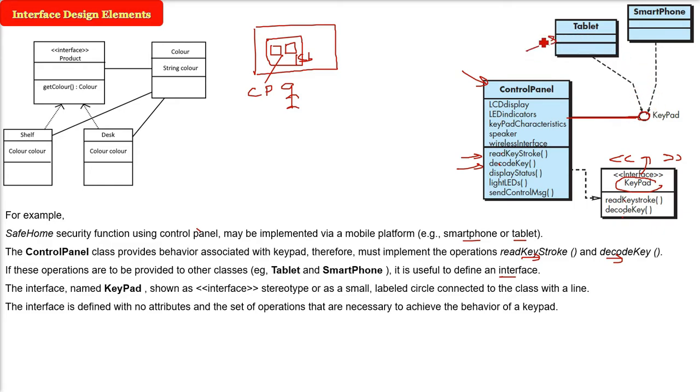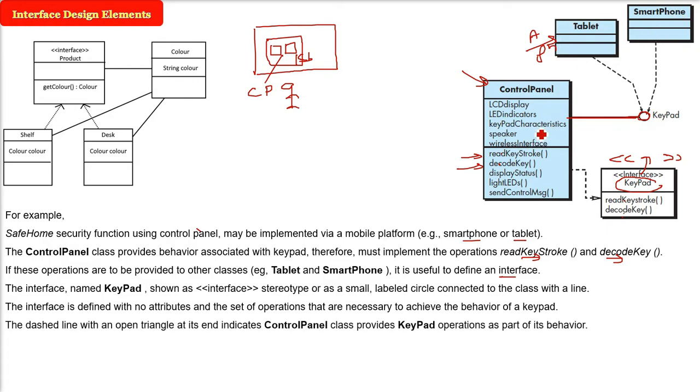So an interface is defined with no attributes and a set of operations that is necessary to achieve the behavior of a keypad. The keypad will decide it. Same thing is for tablet and smartphone: no attributes and a set of operations. Now it is up to them what they have to do. I hope you got the idea. This is the interface. So the dashed line with an open triangle which you see at the keypad indicates the control panel class provides keypad operation as a part of its behavior.